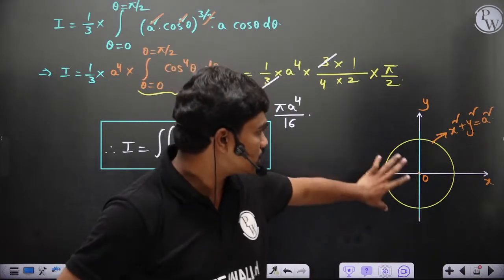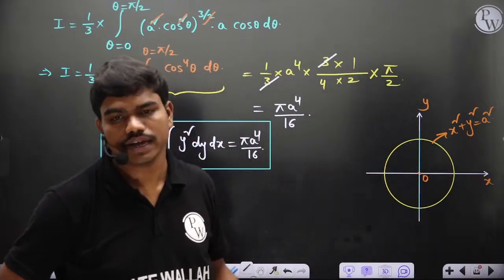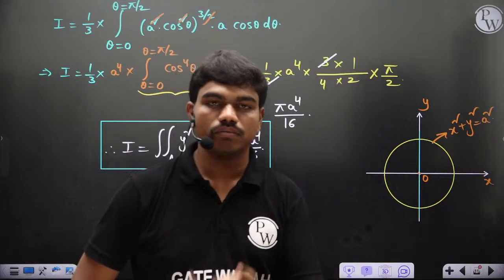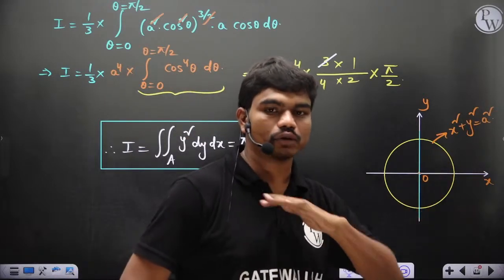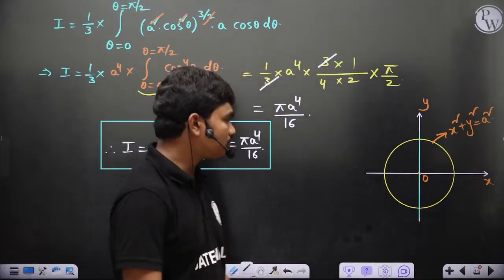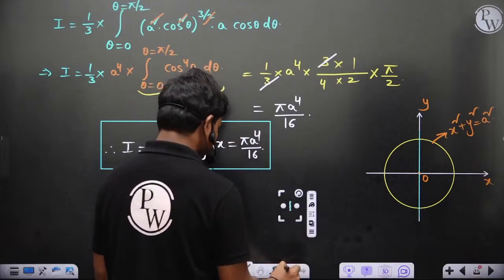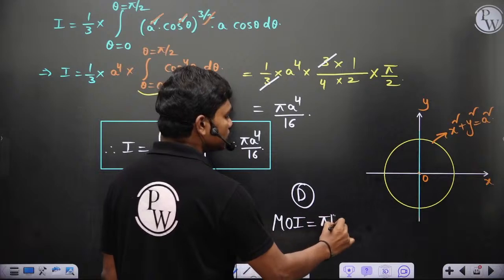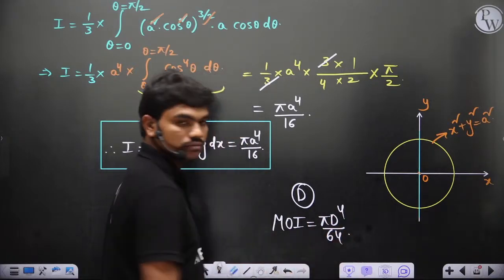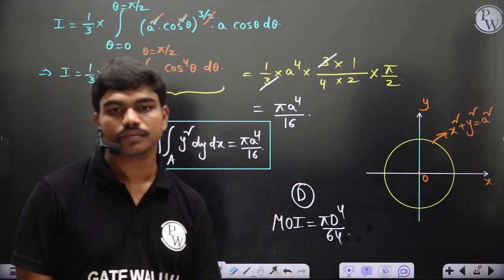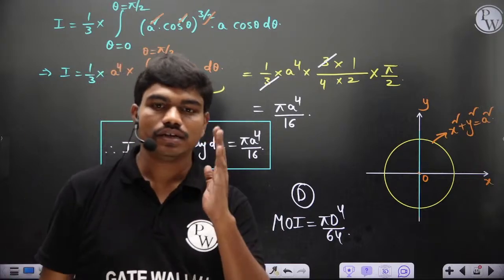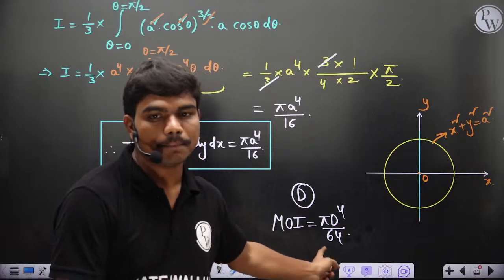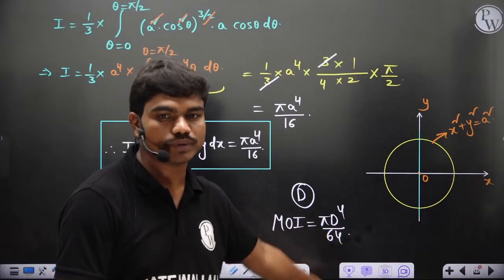Does someone have any idea what's the moment of inertia of this circle about a diameter? Basically the x axis or y axis, both are diameters. Some of you have seen this formula. If the diameter length is d, the moment of inertia about the diameter is pi d power 4 by 64. Have you seen this anytime? If that circle's diameter is d, then pi d power 4 by 64.